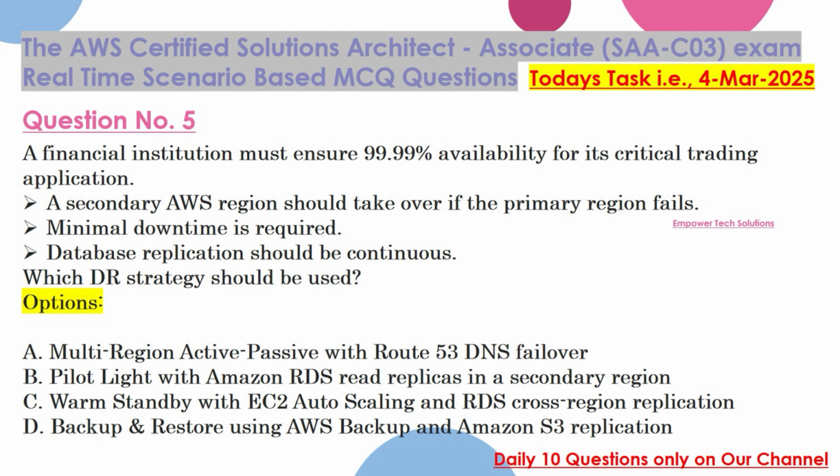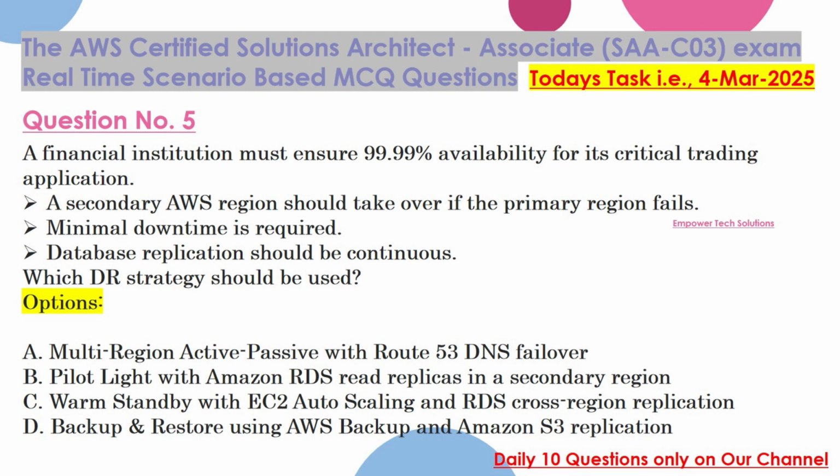Question 5. A financial institution must ensure 99.99% availability for its critical trading application. A secondary AWS region should take over if the primary region fails. Minimal downtime is required. Database replication should be continuous. Which DR strategy should be used?